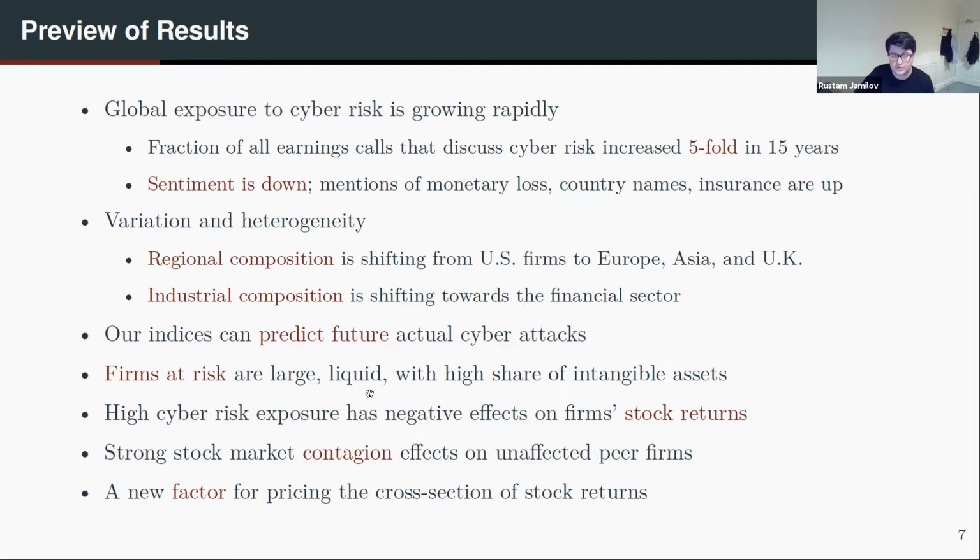Another thing that we do is we run simple probit regressions at the firm level. We identify which firms are most at risk, and as you would expect, these are the large, liquid firms, usually listed, with a high share of intangible assets. These are the types of firms that cyber criminals would target to achieve the highest possible reward should their attack be successful.